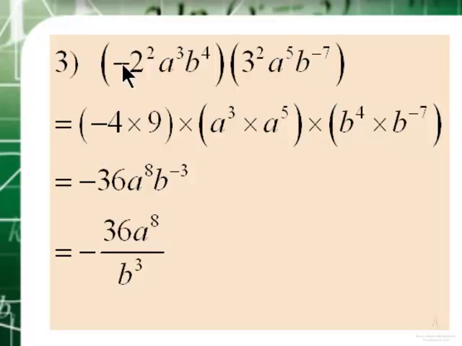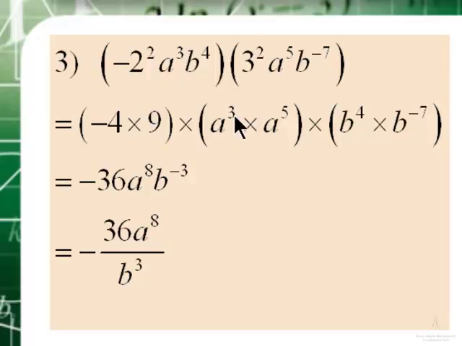So we have minus 2 to the power 2. Be careful about this one. This one really means minus 1 multiplied by 2 to the power 2, and not minus 2 in brackets to the power 2, which will then be plus 4. So it's minus 1 times 2 to the power 2, or minus 4. 3 to the power 2 clearly is 9.